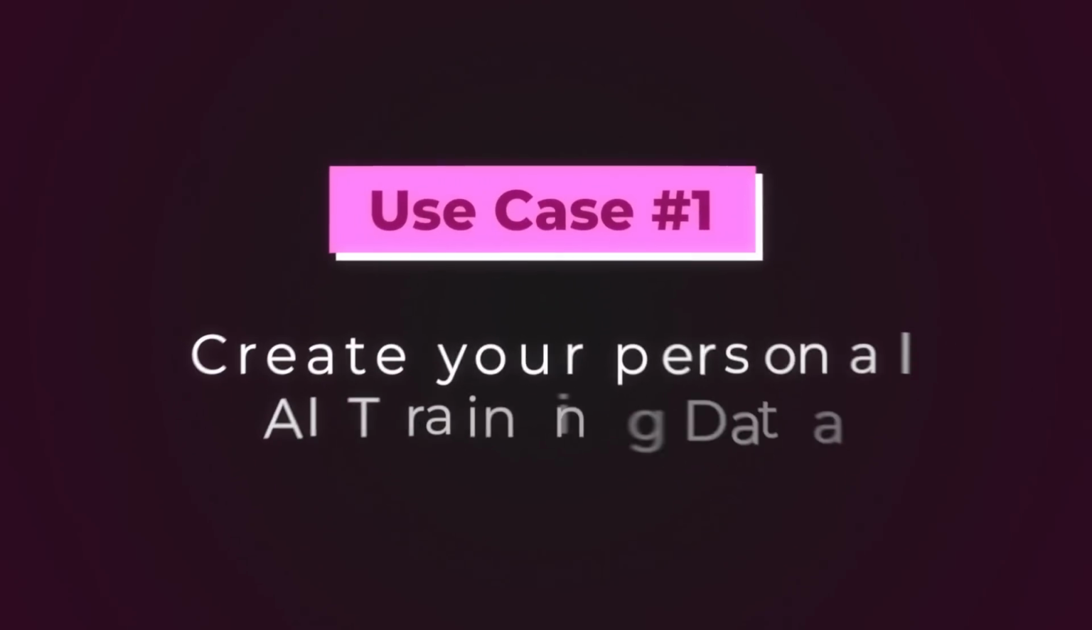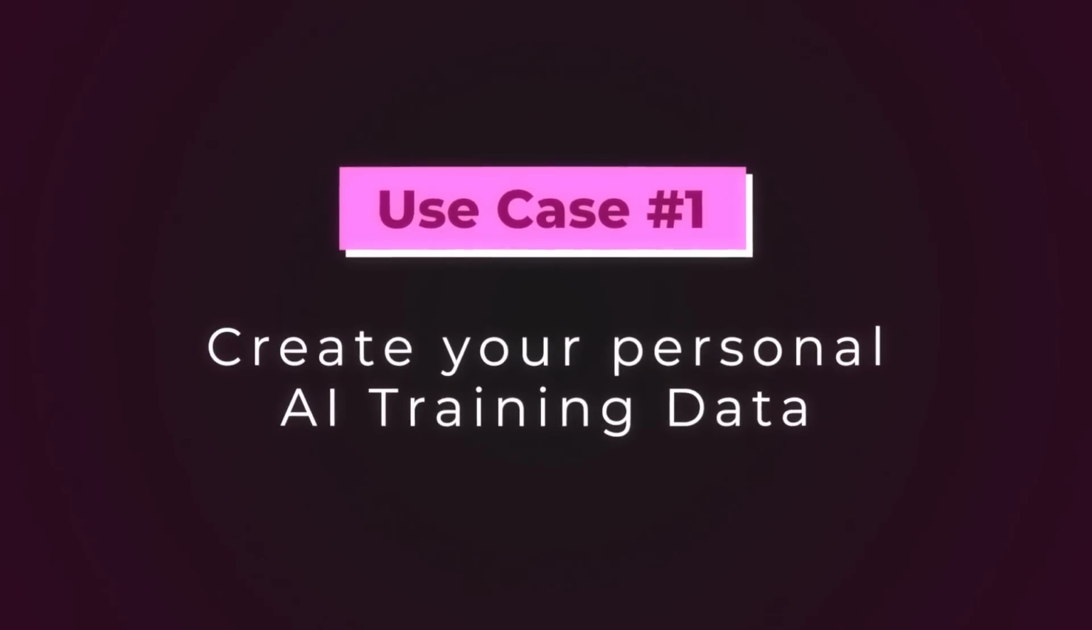Use case number 1, create your personal AI training data. I've said this a bunch on this channel, but the AI output is only as good as the data you provide it. Gathering the correct training data is often a hassle, but that's no longer the case. What you can do with ChatGPT Agent is feed all of your writing and training data and create a personal training data set that it can learn off of and understand your voice.